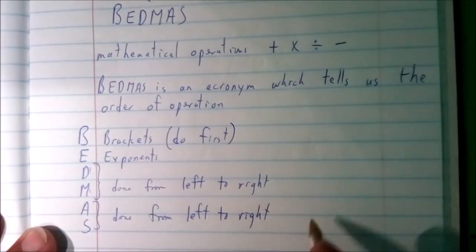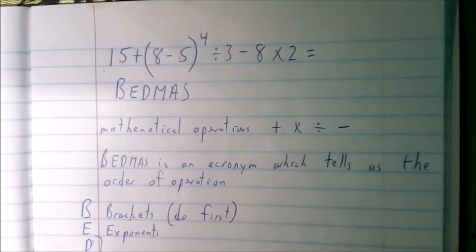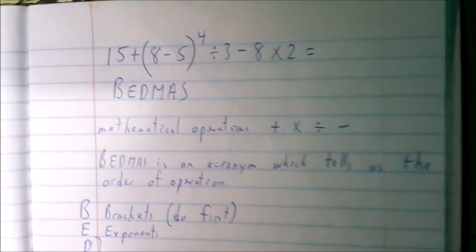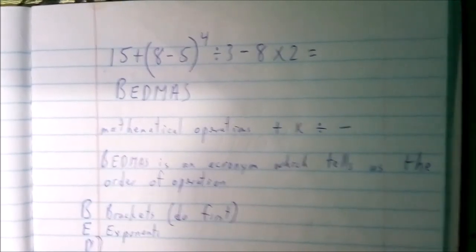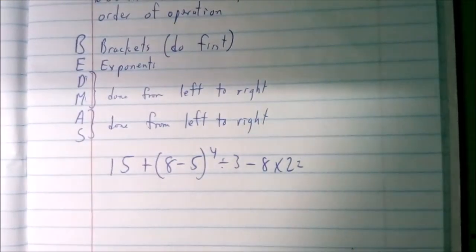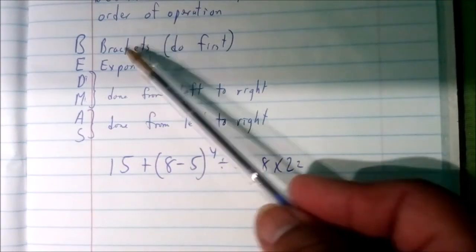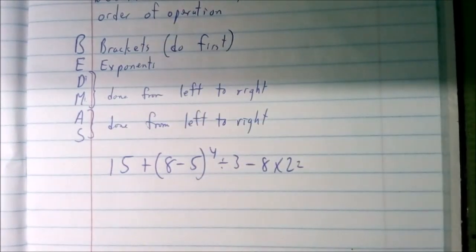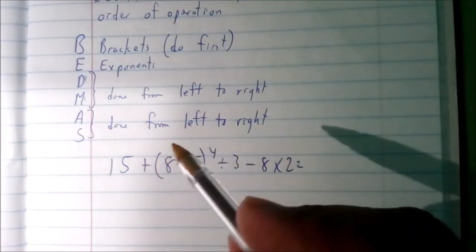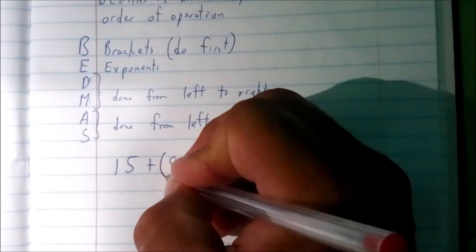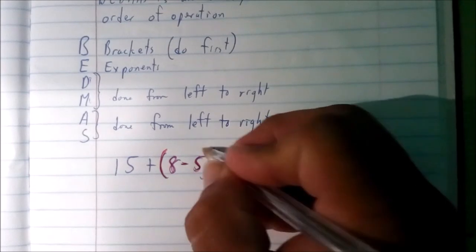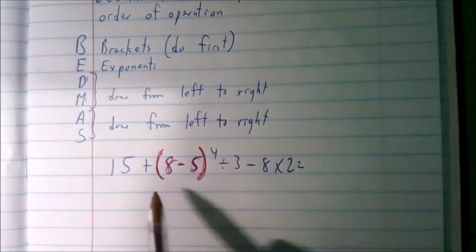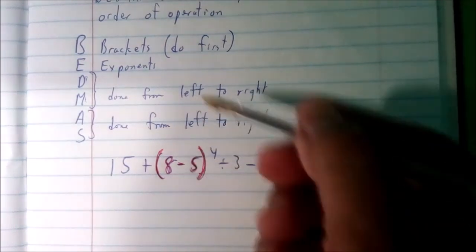Let's write the problem again. So we have 15 plus 8 minus 5 to the fourth power divided by 3 minus 8 times 2. So this is our problem here. Okay, so according to BEDMAS, it tells us that anything that is within brackets. So what's within brackets? Let me highlight the part that we're going to do first. So this is in red. This is the piece. Now I'm not asking you to do it on your paper in different colors, okay, but it simply means that this is what is within brackets, so we must work that out first.